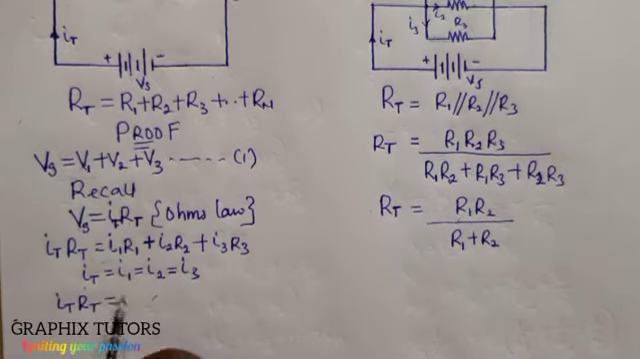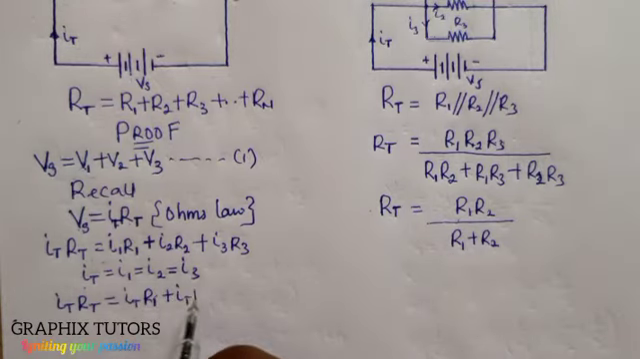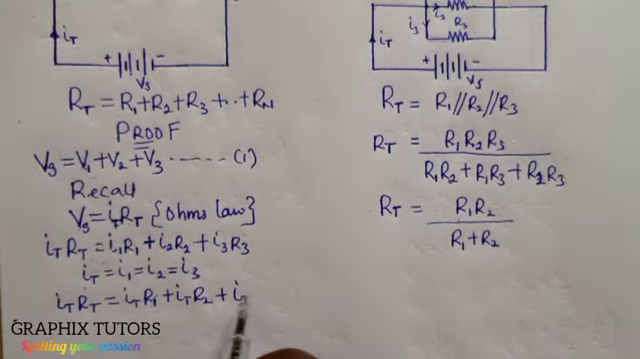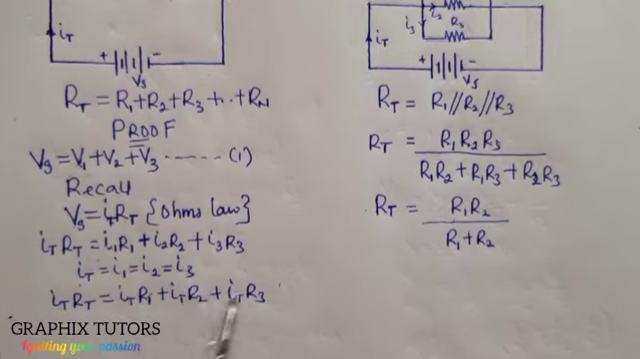is equal to I1, which is I total R1, plus I2, which is I total R2, plus I3, which is I total R3. You can see that because the currents are the same, I can even say everything is I1, I can easily say everything is I2, or everything is I3. Now if I write this, my I total R total is equal to, what is common? I total is common.